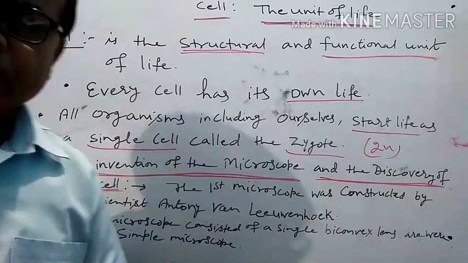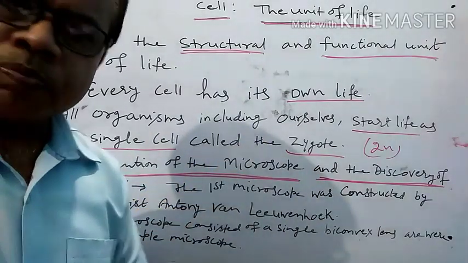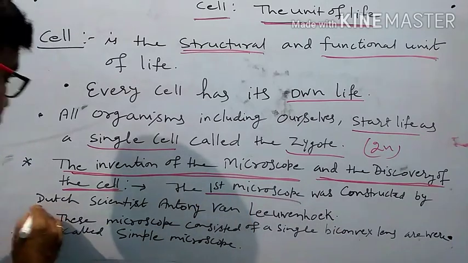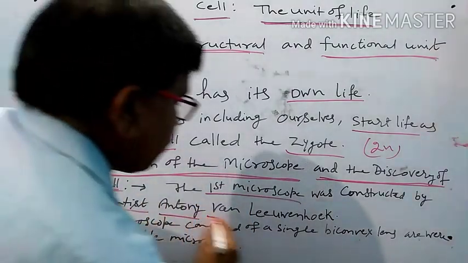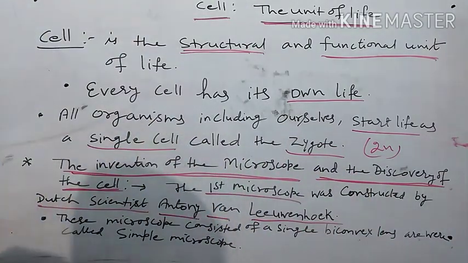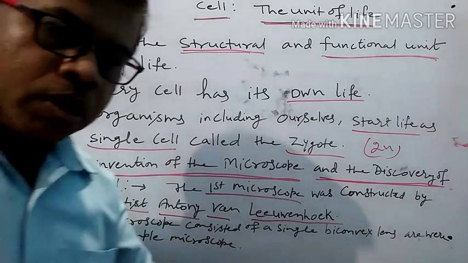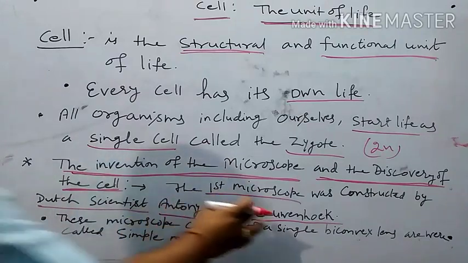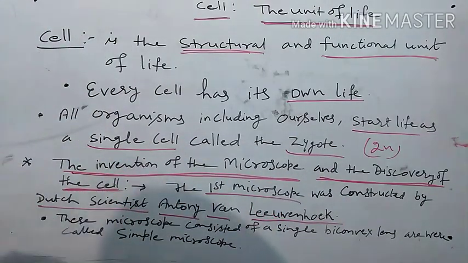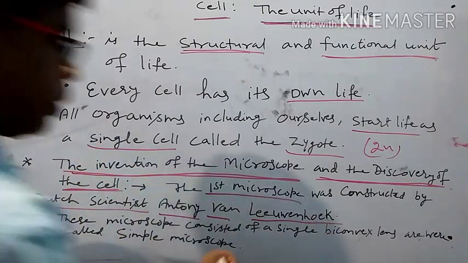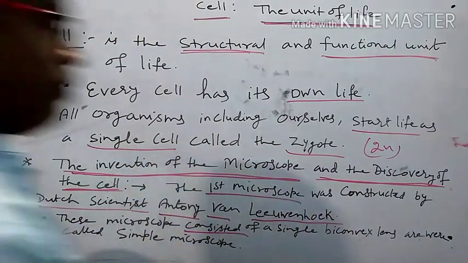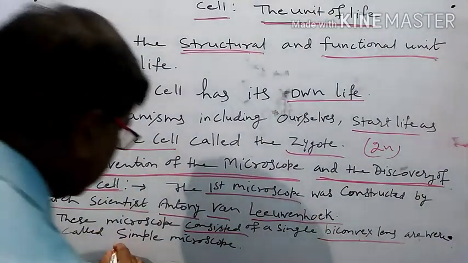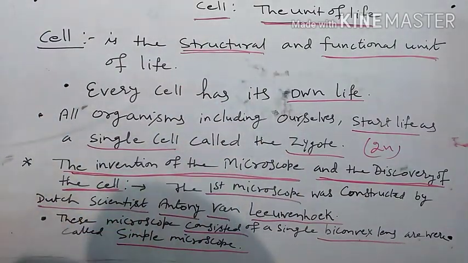First, the invention of the microscope. The first microscope was constructed by a Dutch scientist, Antony van Leeuwenhoek. This microscope consisted of a single biconvex lens, and we call it a simple microscope.